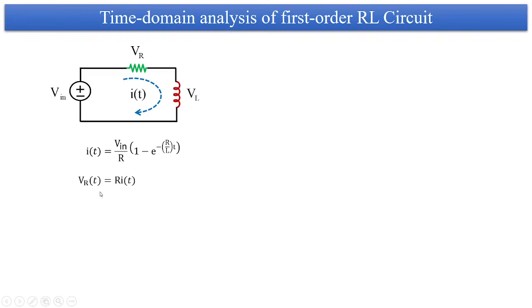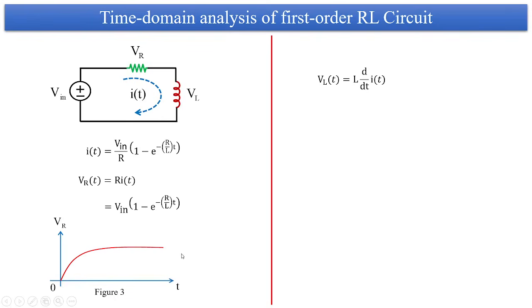Based upon this equation, you can calculate the voltage drop across the resistor, which is equal to V in of 1 minus e power minus t by tau. And roughly, we are going to get the exponential curve, that is the voltage drop across the resistor, which is again an exponentially rising curve. Similarly, you have the formula of voltage developed across the inductor, which is given by this formula.